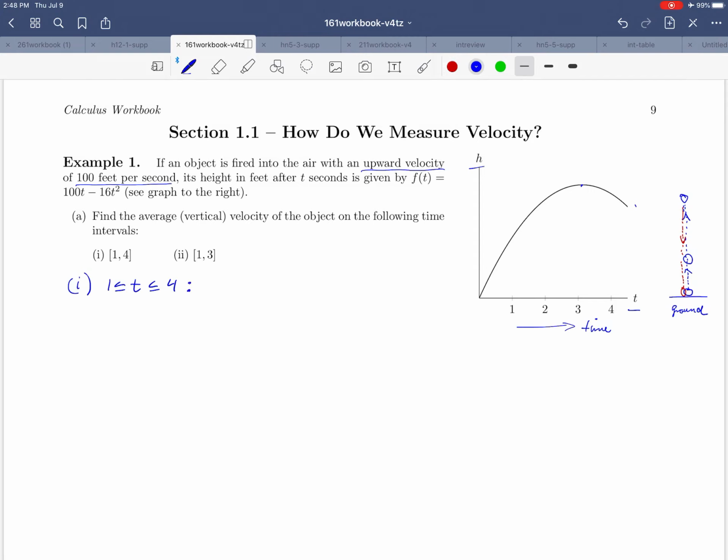I can write that here using interval notation. 1 less than or equal to t less than or equal to 4. So I can write it like that. It means the same thing as our interval that starts at 1 and ends at 4. We want to find the average velocity on this time interval.